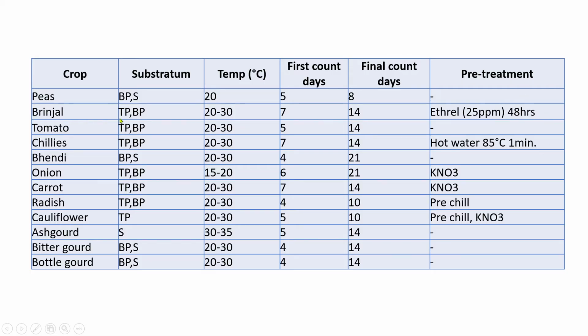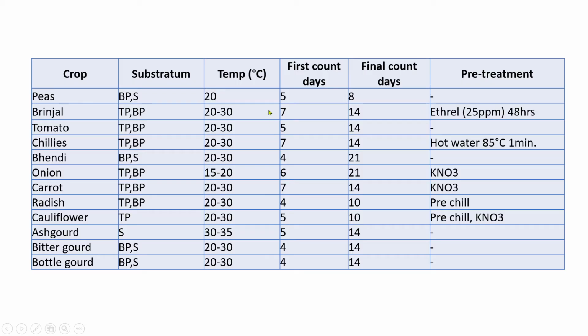In the case of brinjal, the top of paper or between paper substratum is usually recommended for the seed germination test. A temperature of 20 to 30 degrees Celsius is recommended for the germination test, and pre-treatment with ethephon for 48 hours is needed. So these are some examples of requirements during the germination test, as recommended by ISTA.